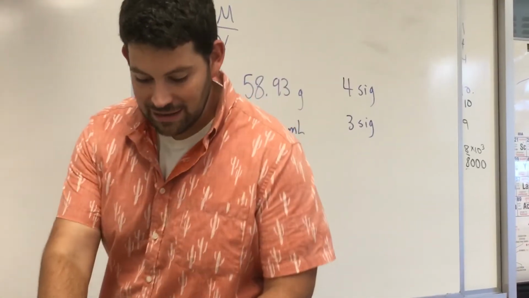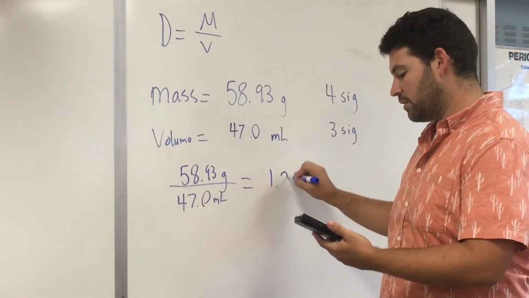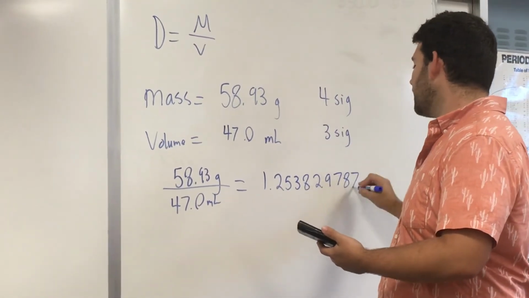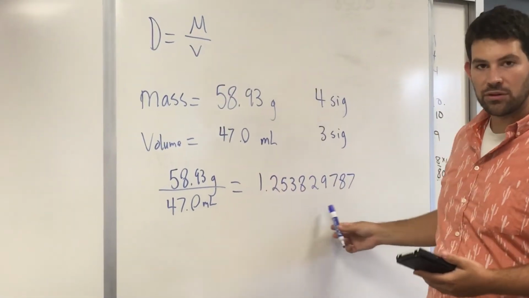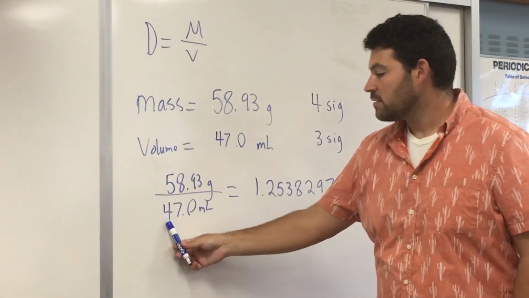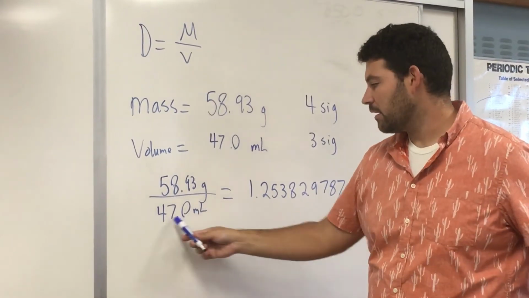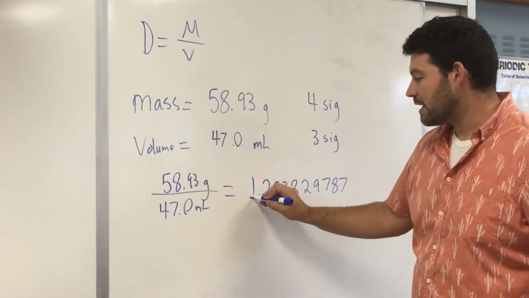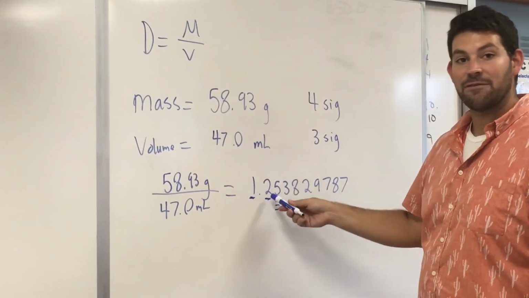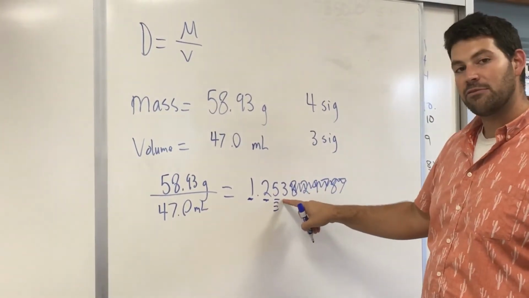All right, we're going to punch that into the calculator. I'm going to put the whole answer first. Calculator gives us 1.253829787. All right, we have to shorten this answer. We have to round it to 3 sig figs to represent the 47.0 measurement being less precise. All right, so we want to keep 3 sig figs. So we're going to keep the 1, and we're going to keep the 2. We're going to look at the 5. All right, everything else is gone. But I want to keep that 3 there for a second.